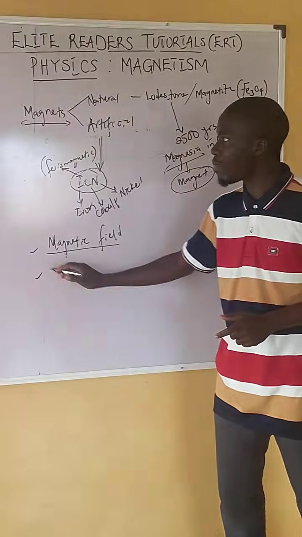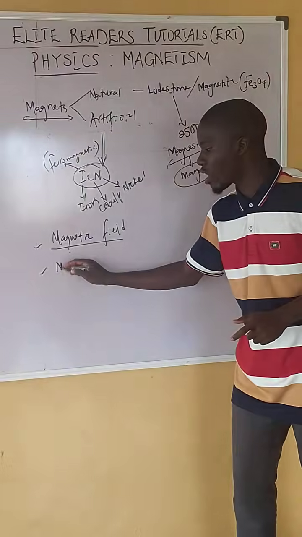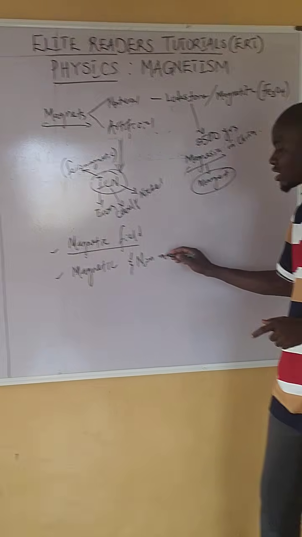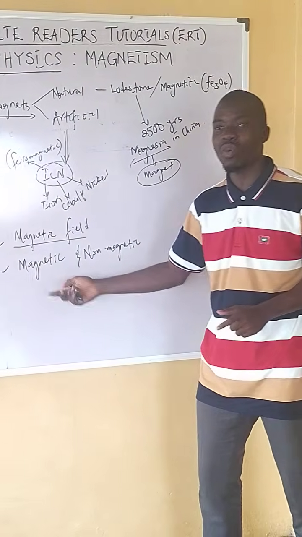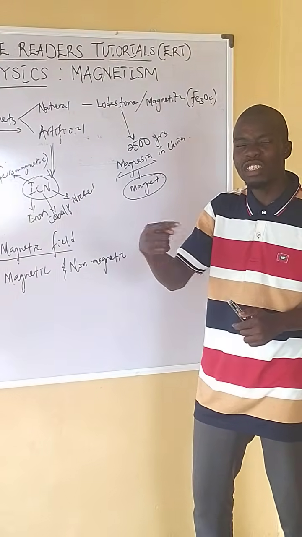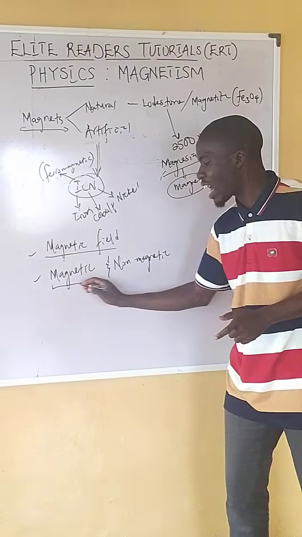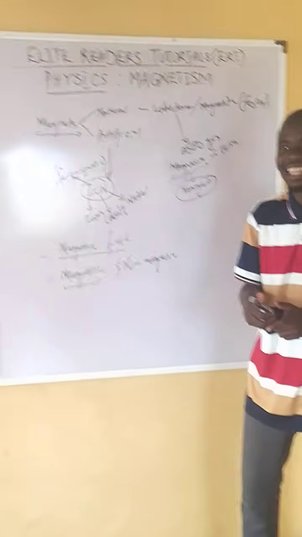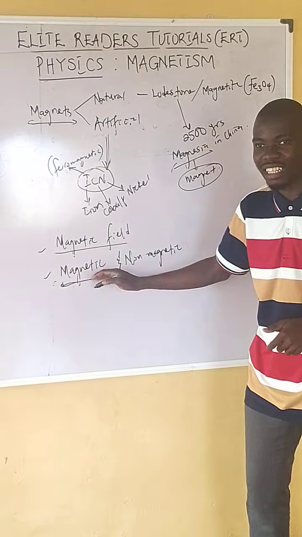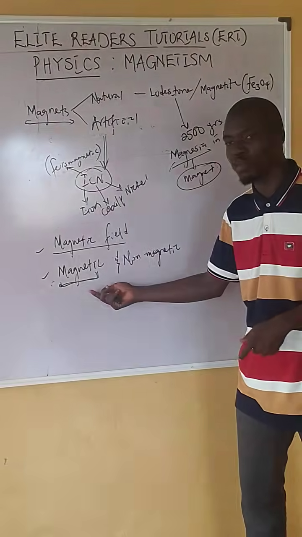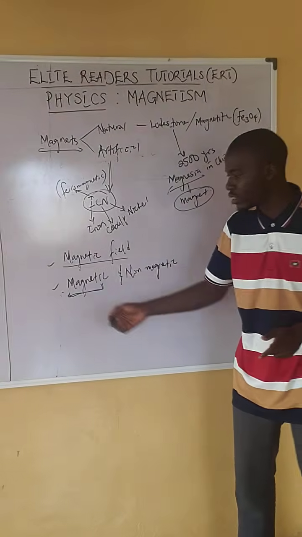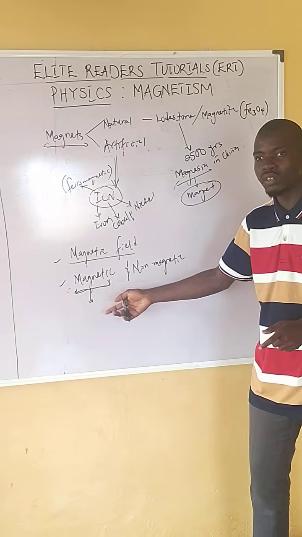Now, we want to talk about magnetic and non-magnetic materials. Some materials can be magnetic and some can be non-magnetic. What are magnetic materials? Magnetic materials are materials that can be turned into magnets by the process known as magnetization, and they can also be attracted by a magnet. Examples are iron, steel, and the likes.